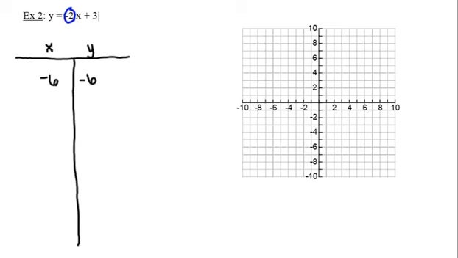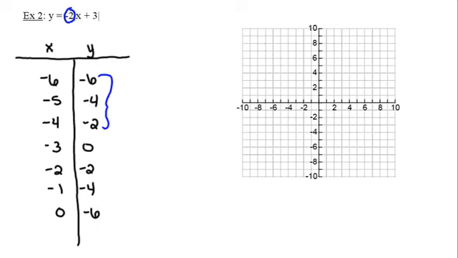Negative 6, negative 6, negative 5, negative 4, negative 4, negative 2, negative 3, 0, negative 2, negative 2, negative 1, negative 4, 0, negative 6. Again, you'll notice some of your numbers will be repeating. The one that did not repeat is the vertex. Pause the video, graph these points, please.